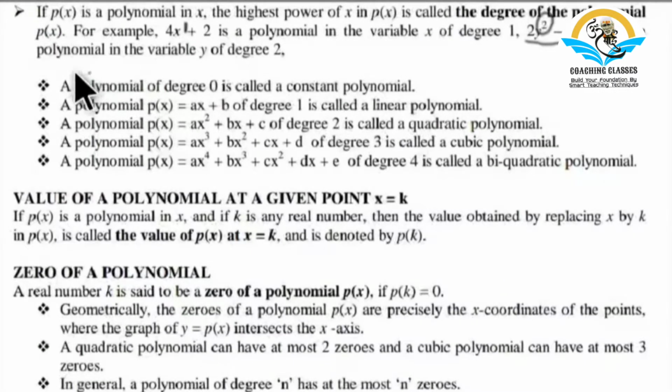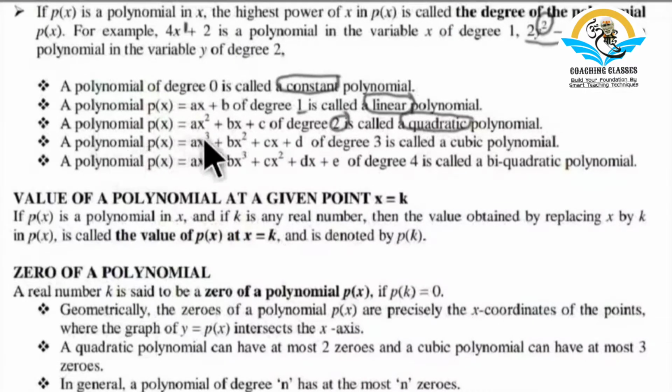Here we will now see some types of polynomial. A polynomial of degree 0 is called a constant polynomial. Next, a polynomial p(x) equal to ax plus b is called a linear polynomial, because the highest power, that is the degree, is 1. Next, a polynomial p(x) equal to ax square plus bx plus c is called a quadratic polynomial, because the highest power, that is the degree of this polynomial, is 2.